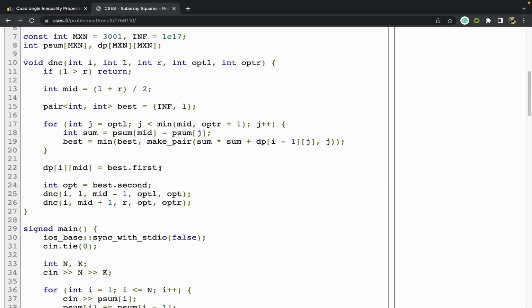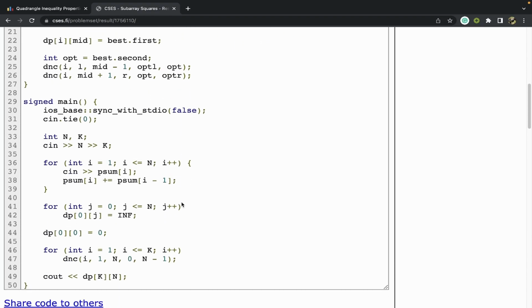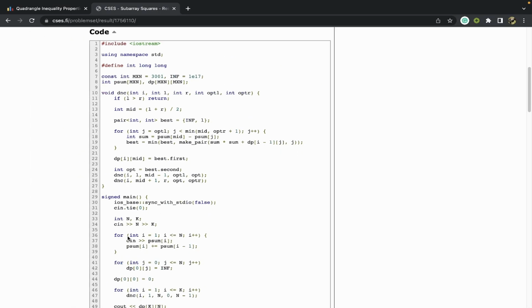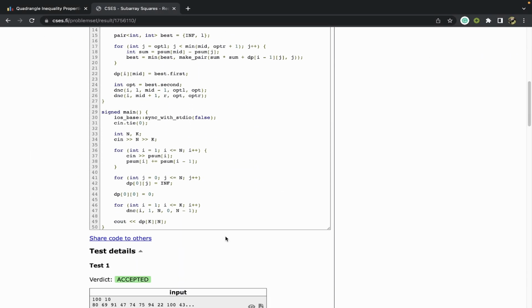So DP of i, mid is best.first, which is basically the optimal total cost to compute this DP. And then the optimal splitting point is now the second value over here. And then we recurse on the left and right segments. So for the left segment, we use the current optL value and the new optimal value. And then for the right segment, we use the new optimal value and then the current optR value. And we do this k times. The final answer is just stored at DP of k, n. And yeah, that's it for this.